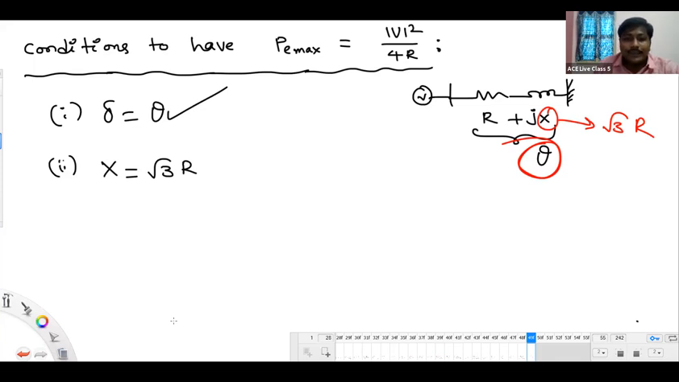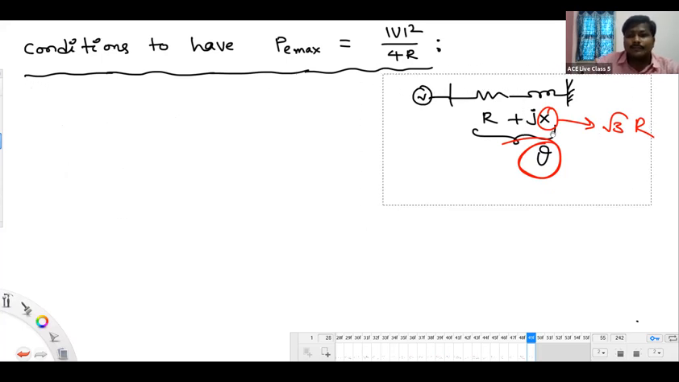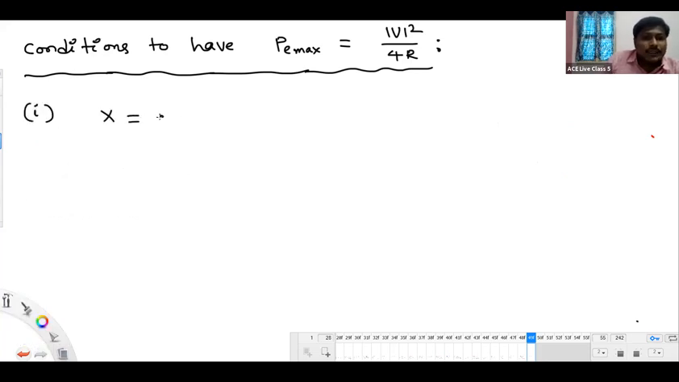Right? So what condition we have to maintain first? First we should maintain x equals to root 3r. Then you have to go for delta equals to theta condition in a sequence. It's simple. I said which statement to be maintained first and which statement to be maintained later. I'll say first condition to be maintained here is x equals to root 3r.